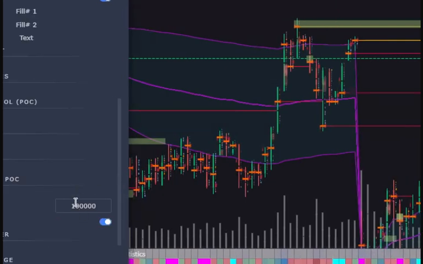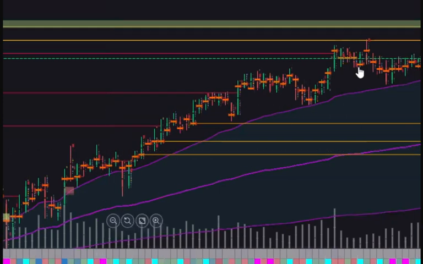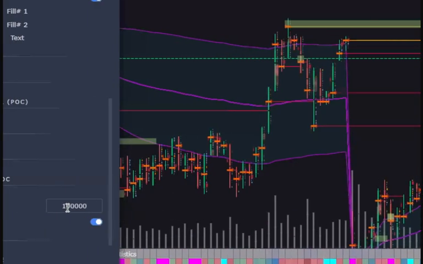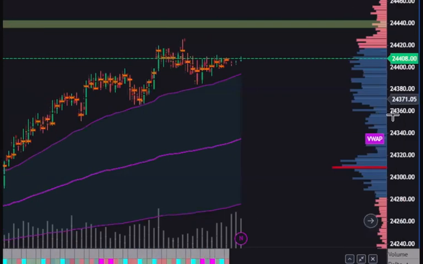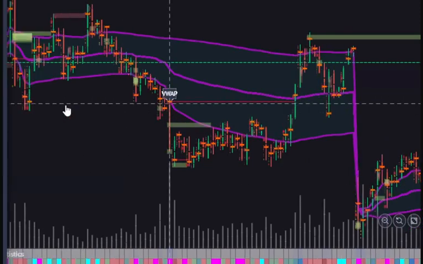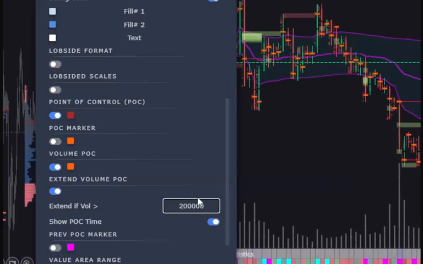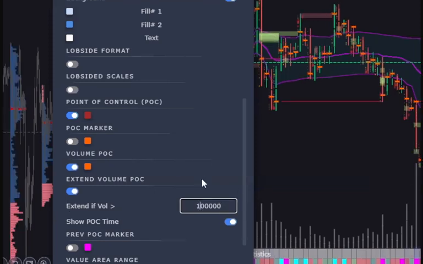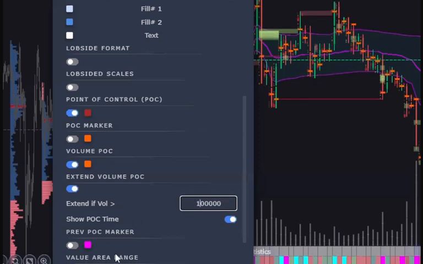So there's an option to extend POC when the volume is greater than, let's say, 1 lakh. What it does is, only when there are large volumes do I see POCs. If I make it larger, I'll see a very specific list. There are only a couple of POCs here at 2 lakh. Otherwise, I'll just see a lower number of POCs. That's a good way of filtering out information.